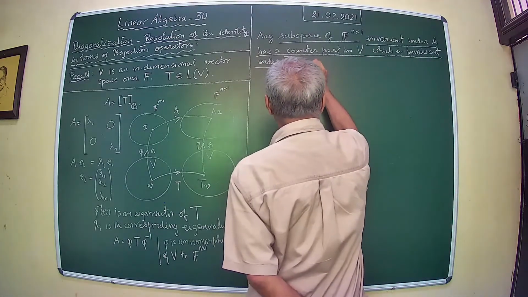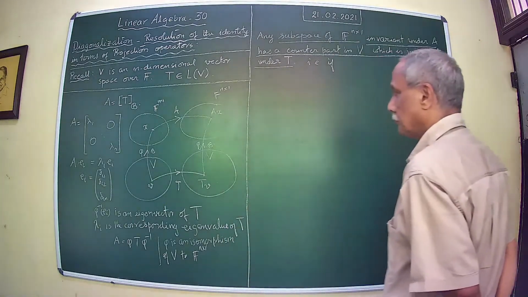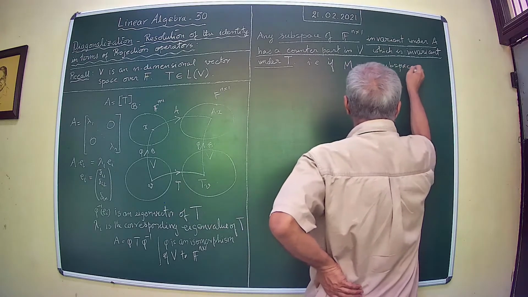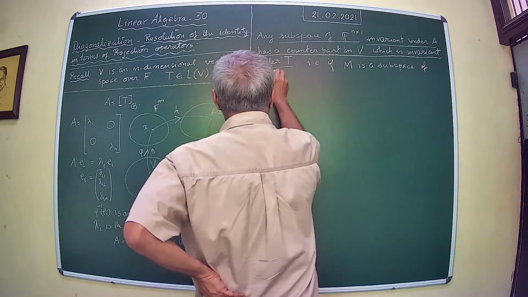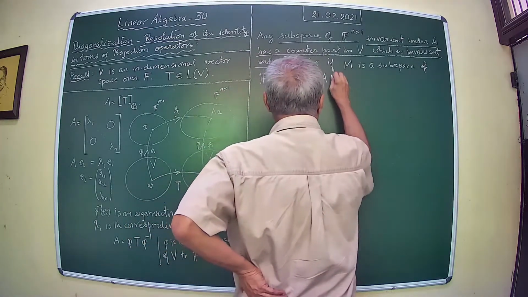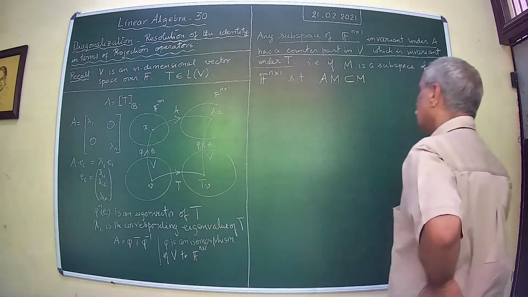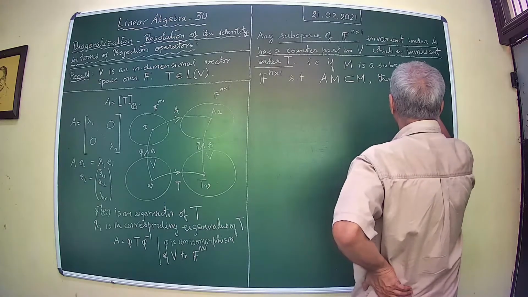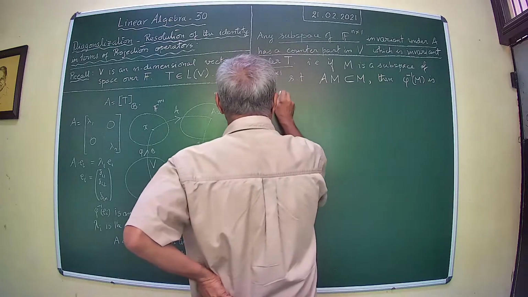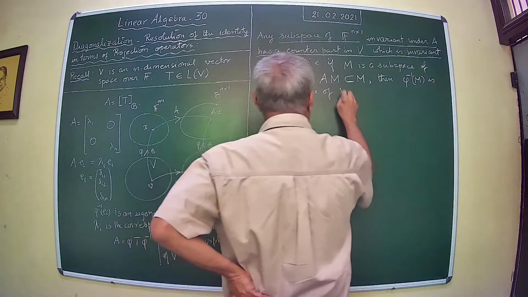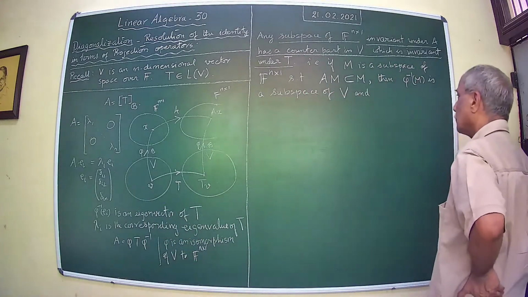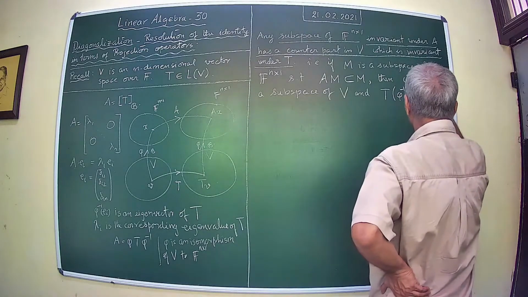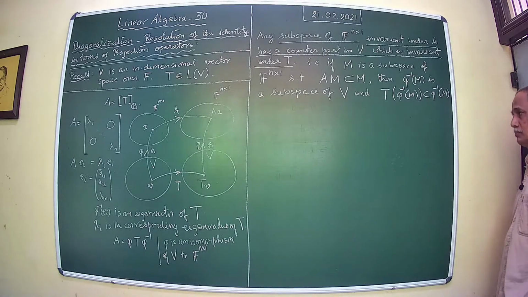Now, that is, if M is a subspace of F^n invariant under A, that is A of M is contained in M, then phi inverse of M is a subspace of V and T of phi inverse of M is contained in phi inverse of M. This is quite easy to do.